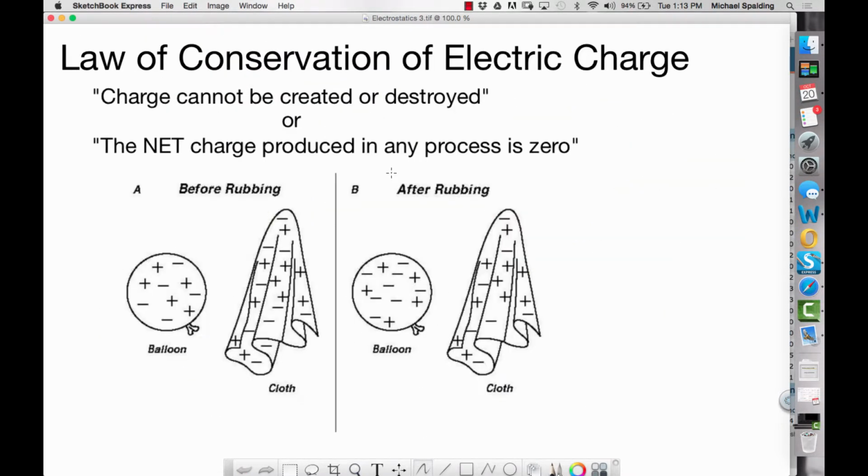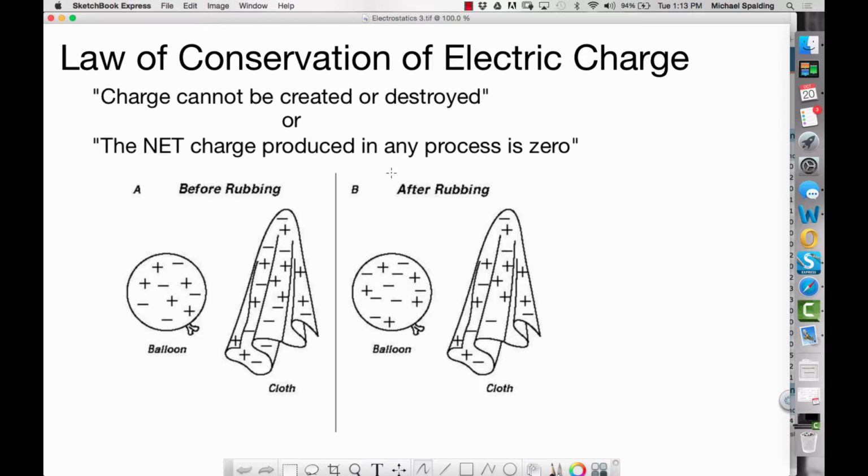Okay, the law of conservation of electric charge. Now, there are other conservation laws that you know. If you took AP Physics 1, you know the law of conservation of energy, right? What does the law of conservation of energy state? Energy cannot be created or destroyed. It simply moves from one form to another. Okay, what are some other conservation laws you know? Conservation of mass. Mass cannot be created or destroyed. It moves from one form to another. You can't create new mass and you can't destroy mass.